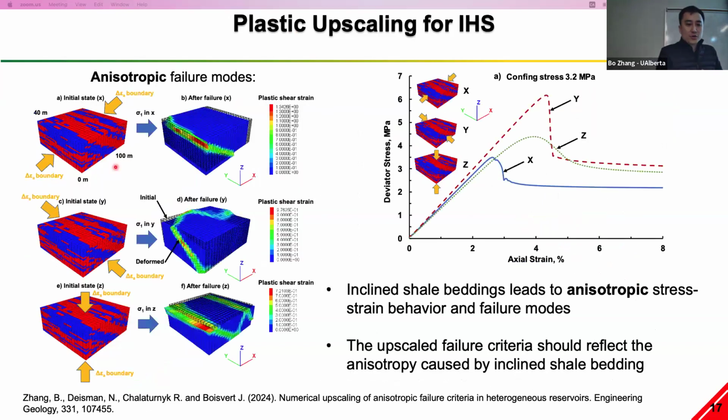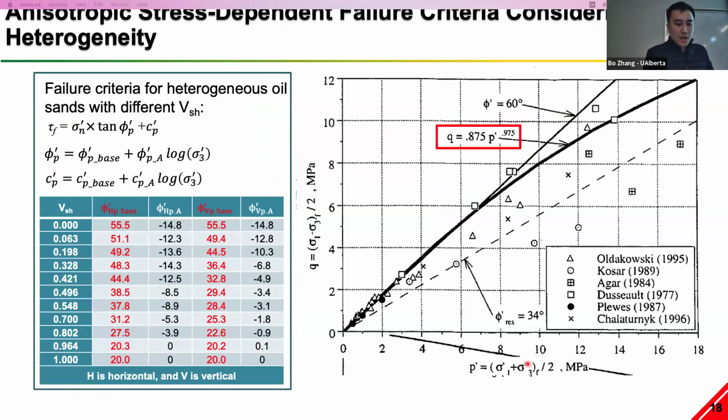And also plastic upscaling, same concept, but we don't stop loading at the very beginning when it reaches equilibrium. We will keep loading the grid block until it fails and almost reaches its residual state. Then we can see that the failure mode is going to be very different, as it shows here, when we load in the X, Y, and Z directions. And the stress-strain responses are also going to be very different. The upscaled failure criteria should reflect the anisotropy caused by the inclined shale beddings, right?